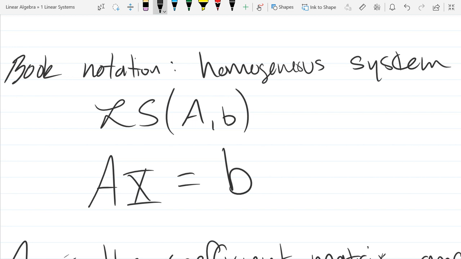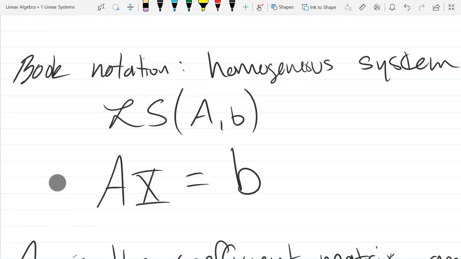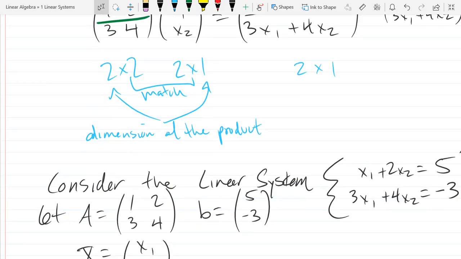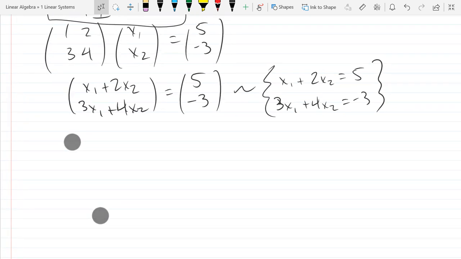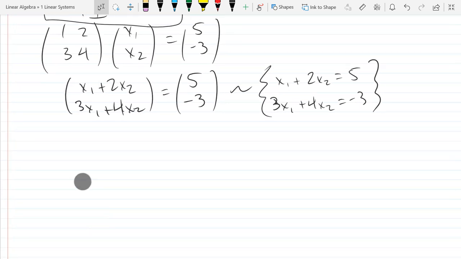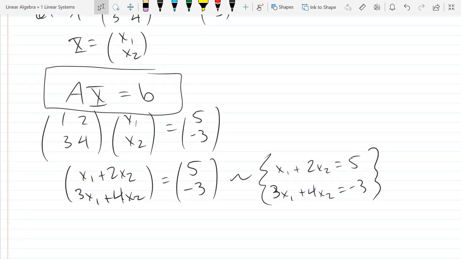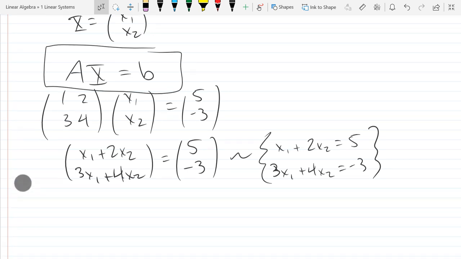So that's why in the book they use this notation. LS stands for linear system of the matrix A and the matrix B. To define a linear system, you really only need these two pieces right here. You don't need the equal signs and all that stuff. So that's why we can define it just using A and B. I will sometimes use book notation here, and sometimes use other notation.